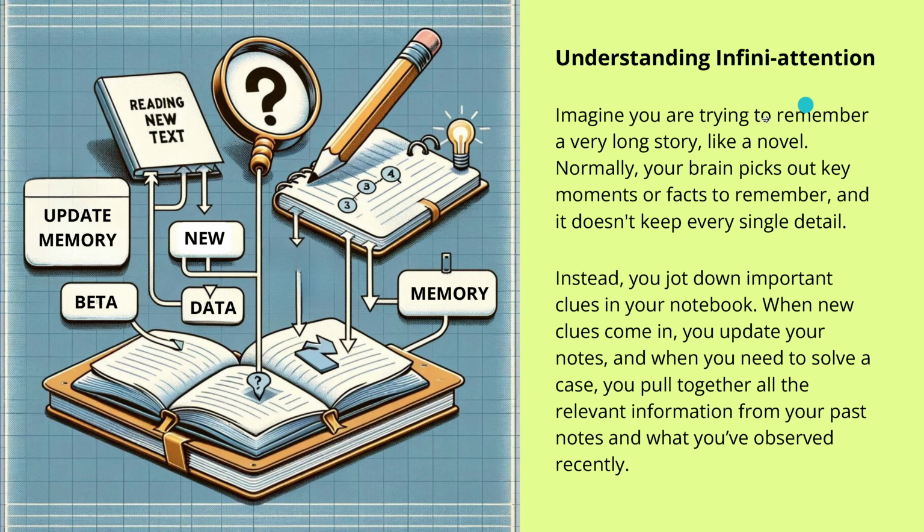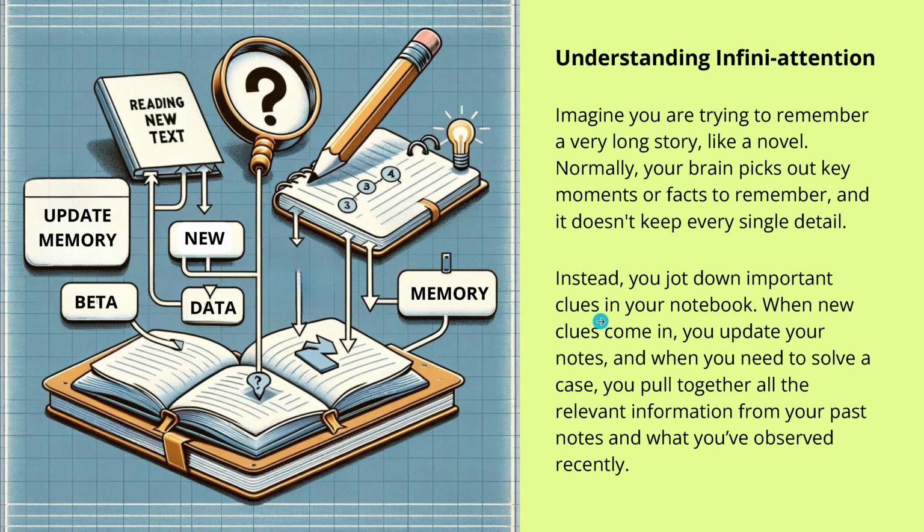So imagine you are trying to remember a very long story, a book with 1000 pages. Normally your brain picks out the key moments or the key facts, the key persons acting in this book that you remember. But you don't keep every single detail. What was the weather like on day 212 of the story? So instead you jot down the important clues in your notebook.